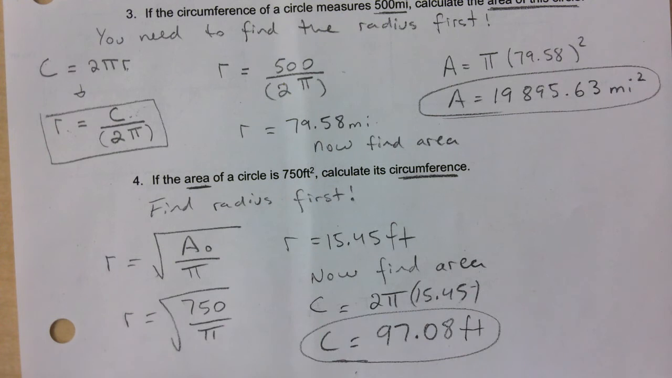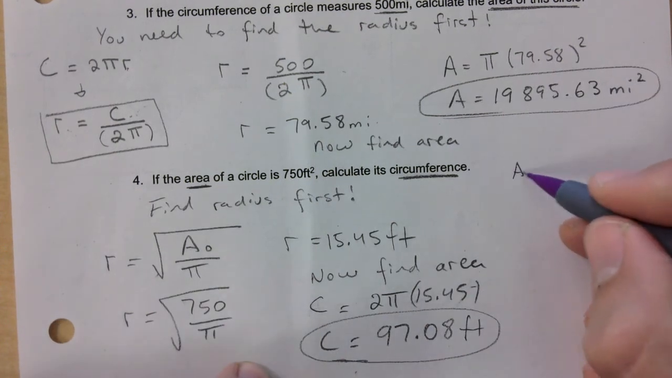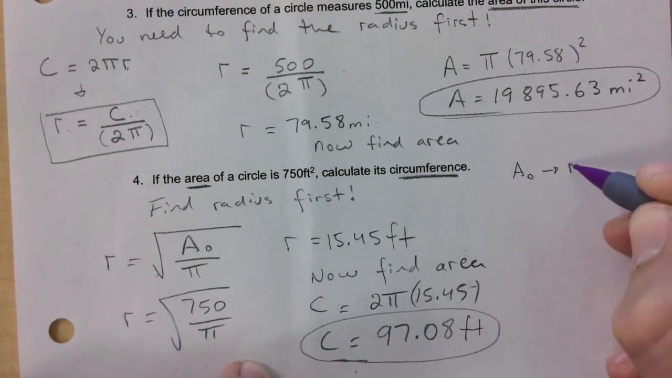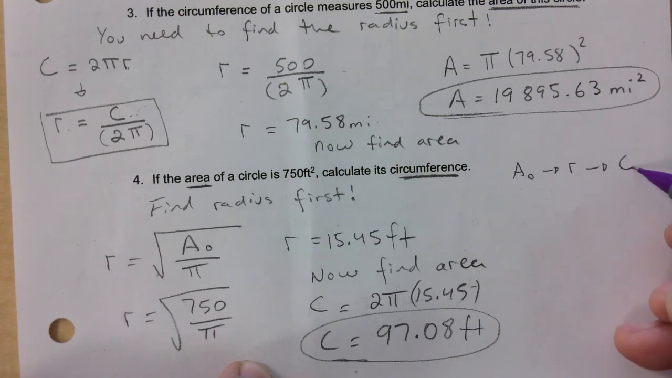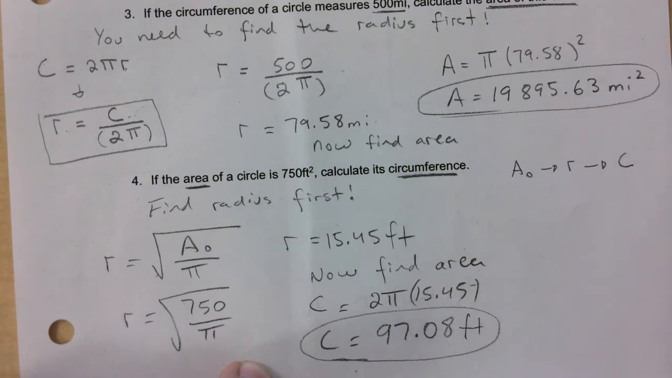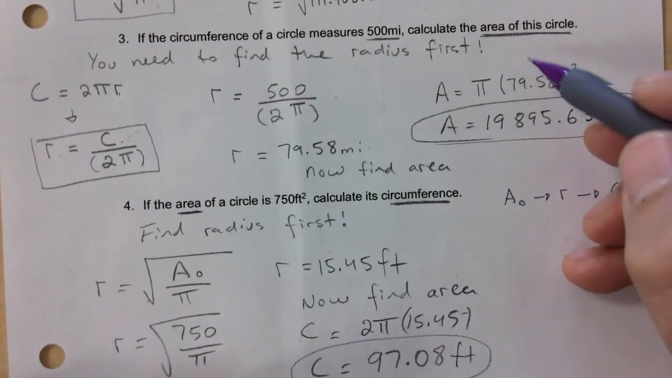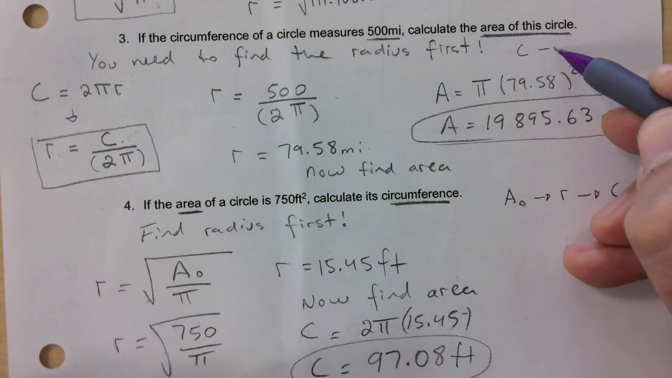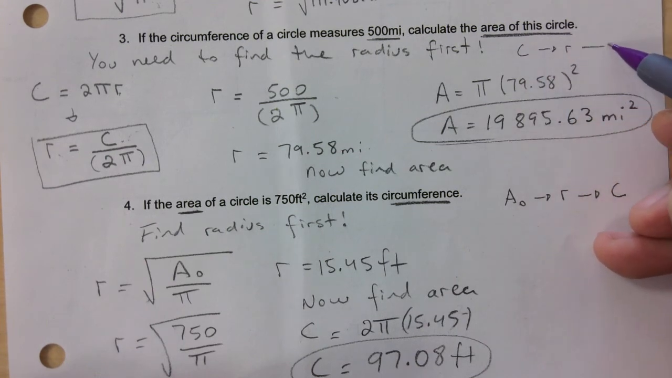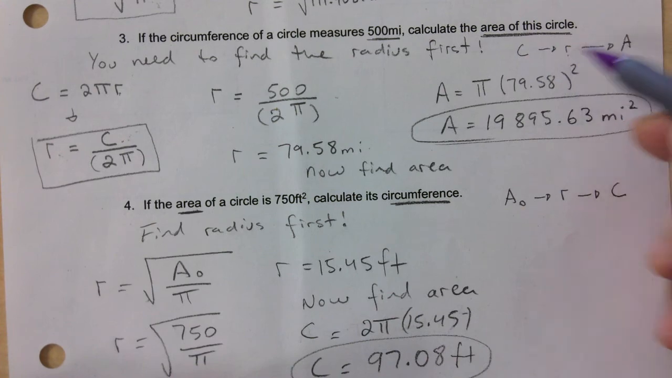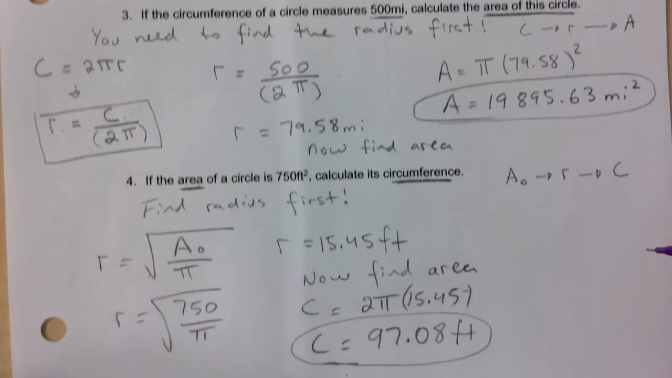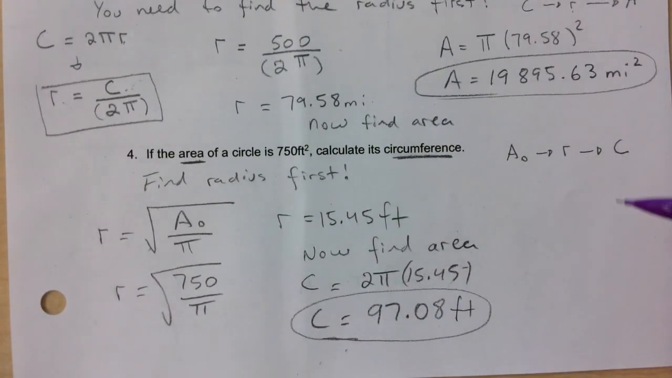So you went from, right? We went from area of a circle to radius to circumference, right? Up here, we went from circumference to radius to area. So the middleman or the middle person is always your radius, okay? In a circle, that's what you can do, right? You can find one or the other as long as you have the radius.